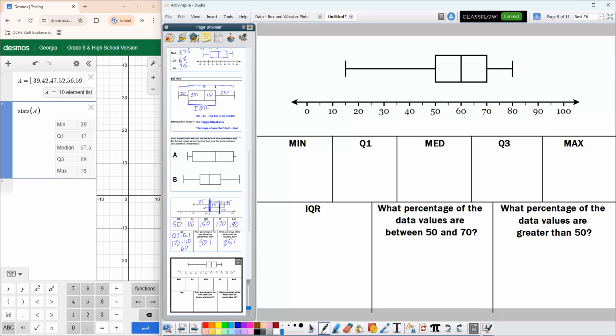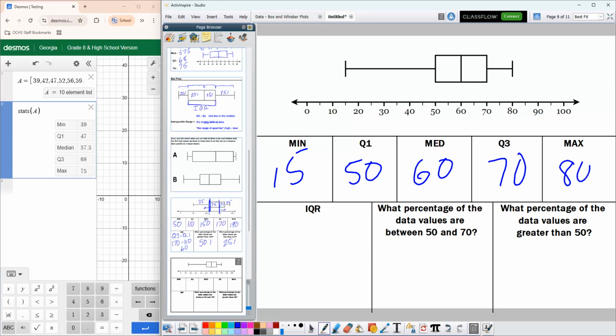Next one. Minimum. All right, we've got to figure out what we're going up by. Looks like we're just going up by 5s this time. So 10, 15, 20, 25. Minimum would be at 15. Q1 would be at 50. Median would be at 60. Q3 70. And maximum is at 80.